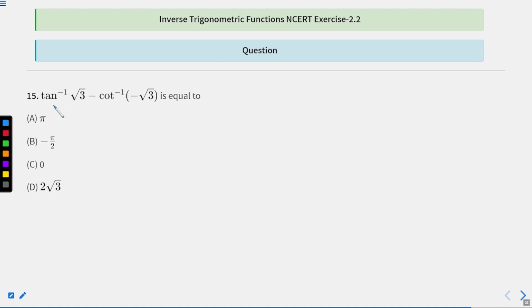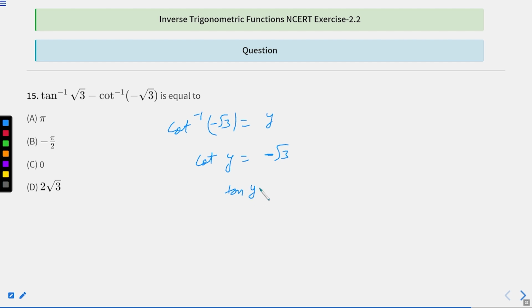So how are we going to solve it? It is quite easy. What we know is cot. So cot inverse of minus root 3 is equal to what? Say y. Then cot y is equal to minus root 3.